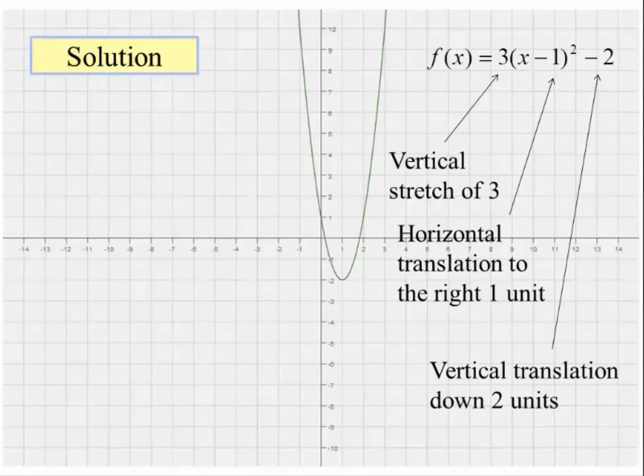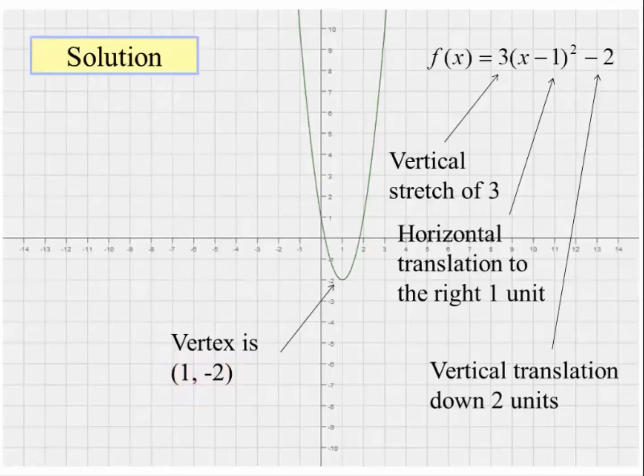The values of h and k affect the vertex. The vertex in this example is the coordinates 1, negative 2. So it turns out to be the value of h and the value of k.